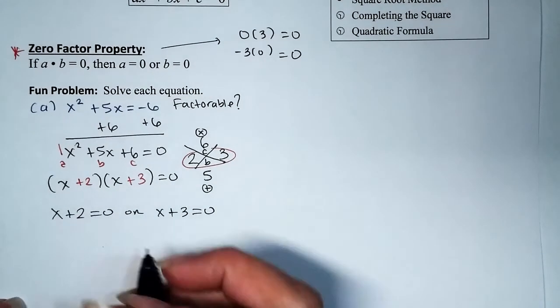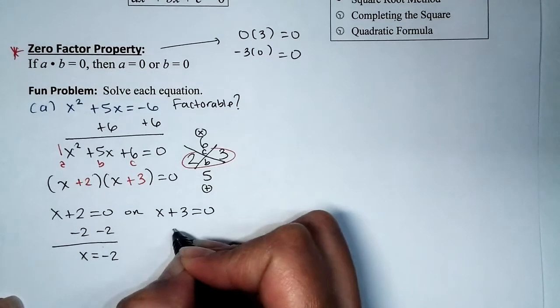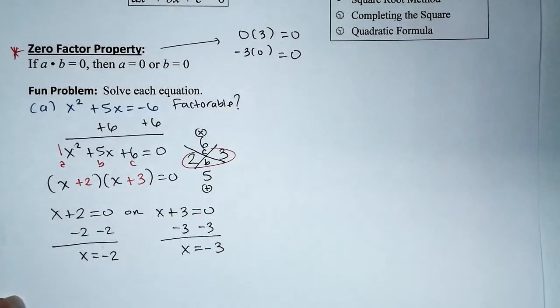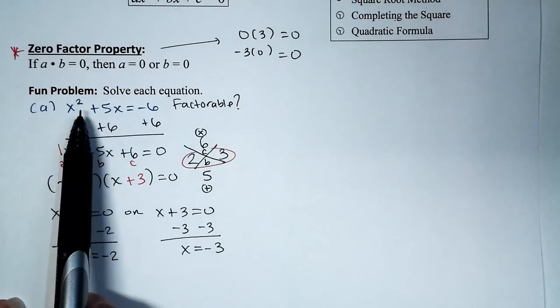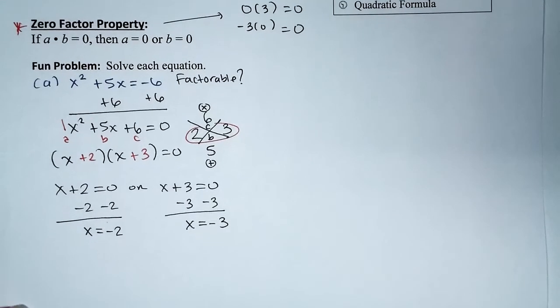If the first factor equals 0, that's going to give us a solution of -2. And if the second factor equals 0, then that's going to give us a solution of -3. So bear in mind that the degree is 2, so we're expected to have 2 solutions. We have 2 solutions, so we're good.